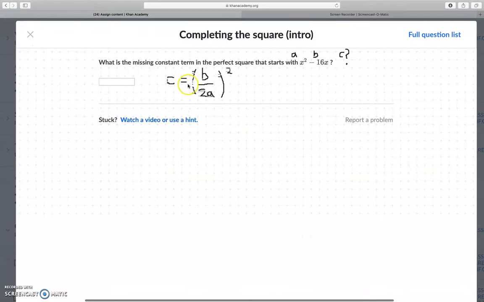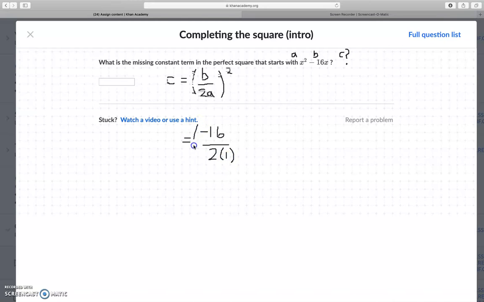All right? So if I were to do this problem, again, if I were to find the constant here that completes the square, I would take b. So I'm going to write here, instead of b, I know b in this case is negative 16. And then I would divide it by 2 times a. In this case, a is 1. I think that for all of the intro problems, all of the a's are going to be 1, but it's possible that they might change, okay?